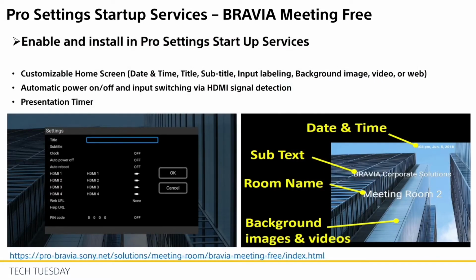What Bravia Meeting Free does is it allows you to replace the home screen with a background image and some information that can be utilized to give the room name or the corporate name. That date and time can be displayed. It also supports the auto wake up and automatic input switching. So it's a way to customize your display for a meeting room environment and give some corporate identity or useful information on the screen instead of just a black or blank screen when you walk into the room.